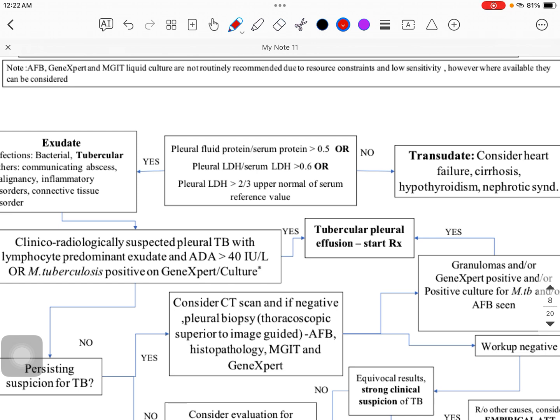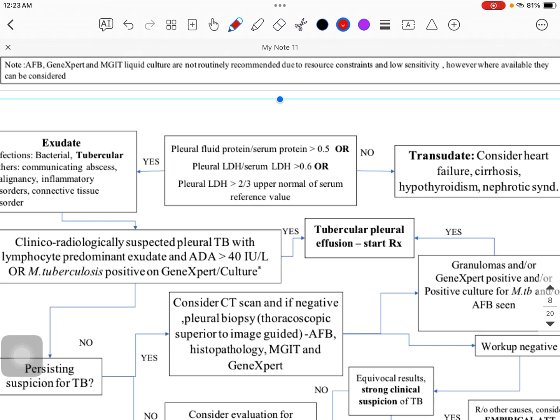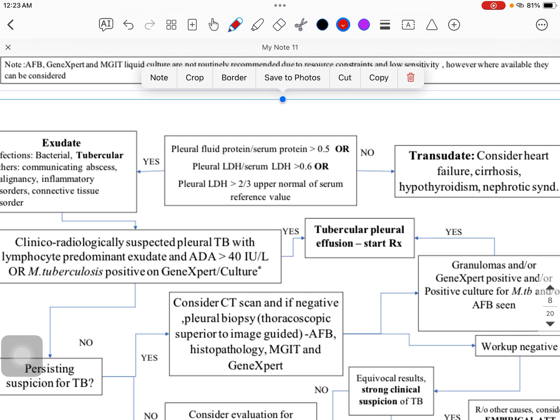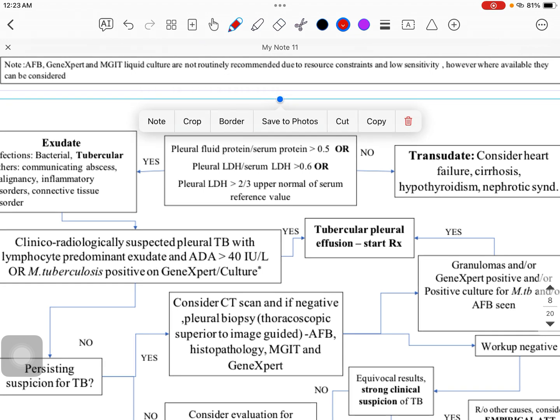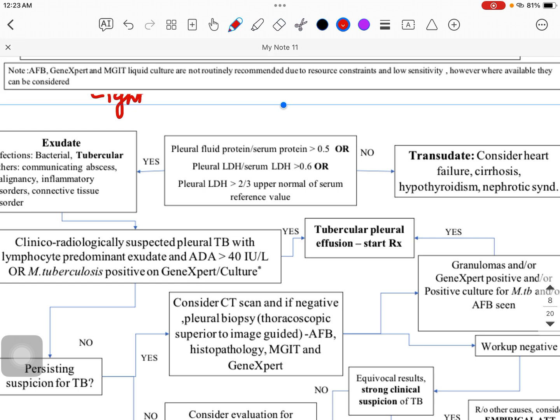How to know whether it is exudative or transudative? So we have Light's criteria, that is the very popular criteria. In the Light's criteria, what we are seeing is that, okay, so let's talk about Light's criteria, what is the Light's criteria.